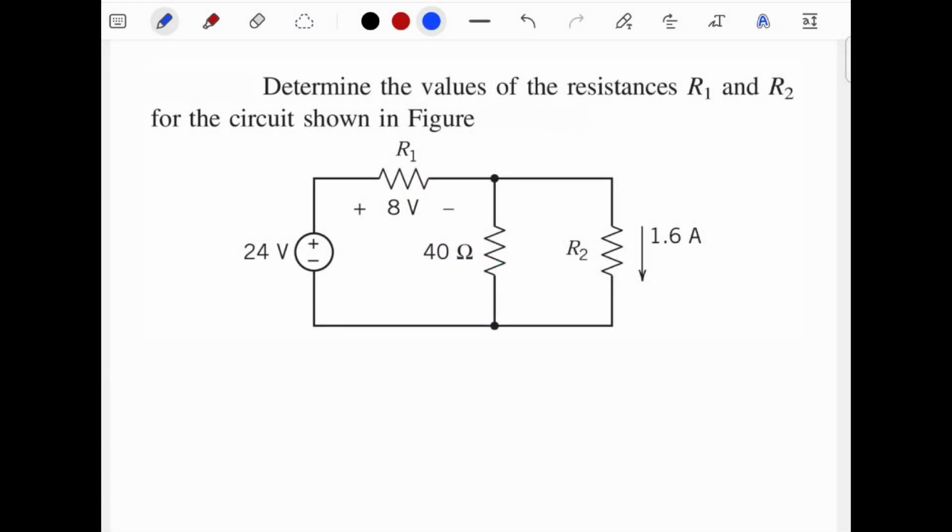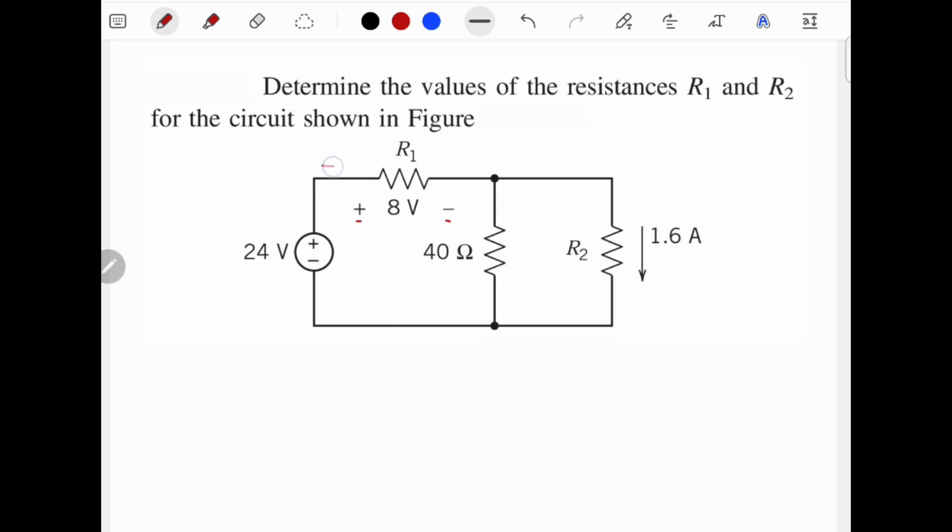In this question, I would like to apply basic circuit theory to solve the circuit and calculate the values of the resistance R1 and R2. So you can see that in R1, the voltage drop is given by 8 volt, and the plus and minus sign are in this direction.